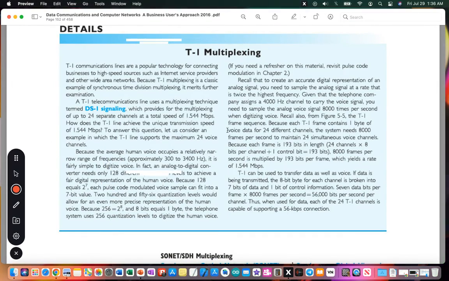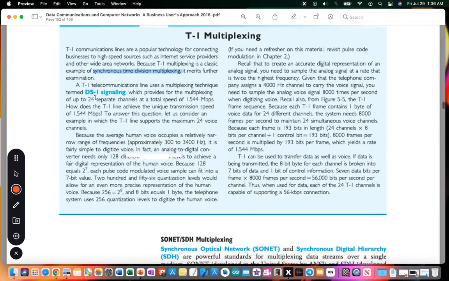And here are some details about T1 multiplexing. T1 communication lines are a popular technology for connecting businesses to high-speed sources such as internet service providers and other wide area networks, because T1 multiplexing is a classic example of synchronous time division multiplexing. It merits further examination.